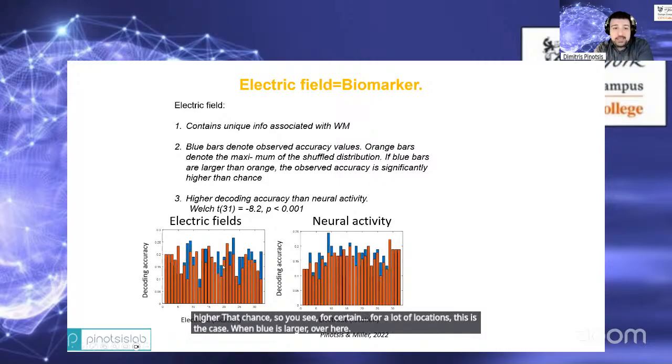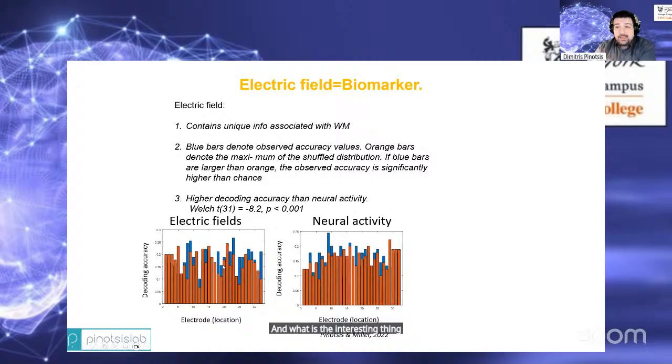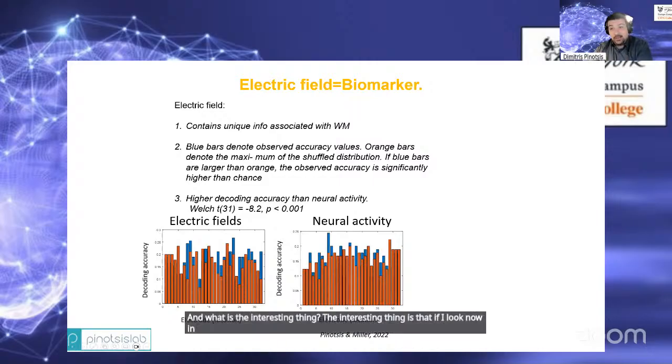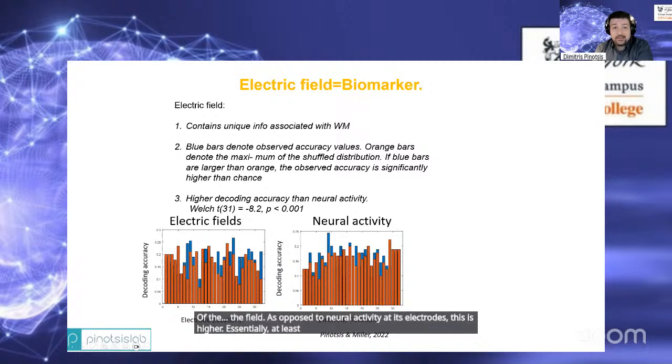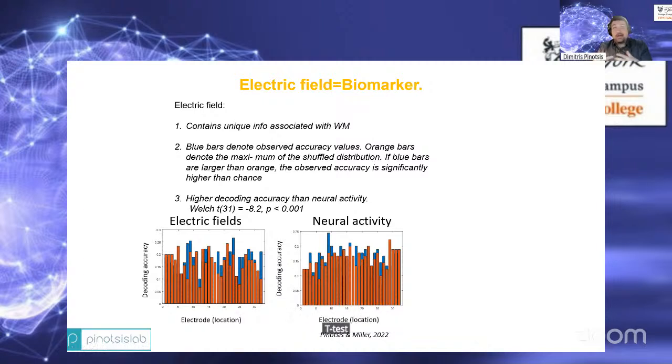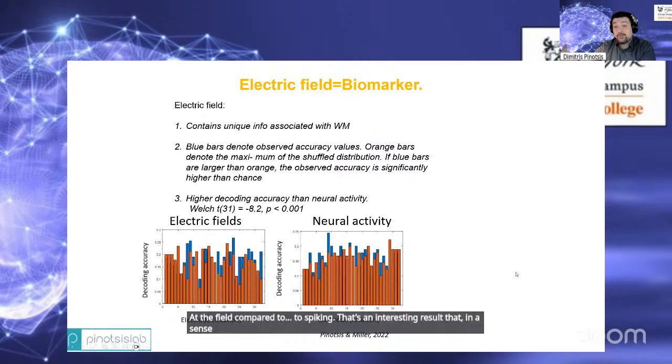And what is the interesting thing? The interesting thing is that if I look now at the decoding accuracy of the field, as opposed to neural activity at each electrode, this is higher. You can show this using a Welch t-test. So somehow there is more information, if you will, at the field compared to spiking. That's an interesting result that, in a sense, is converging evidence for this cytoelectric hypothesis.